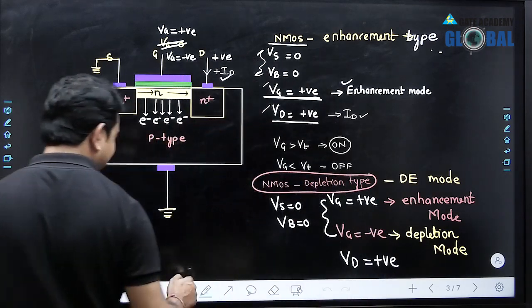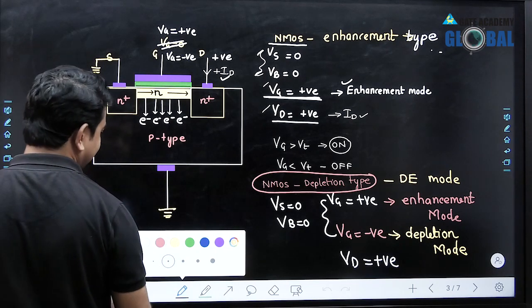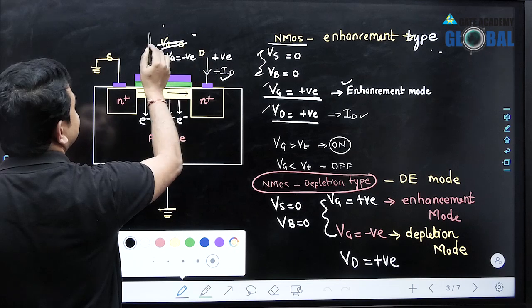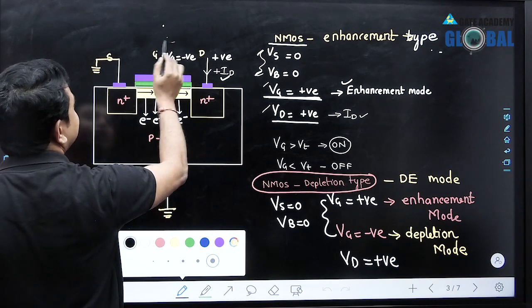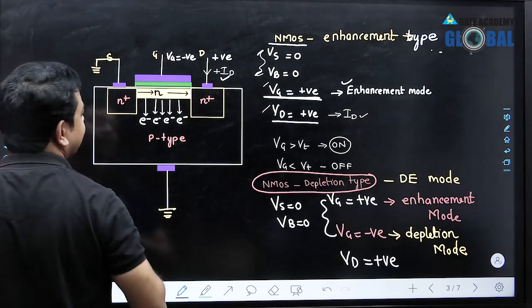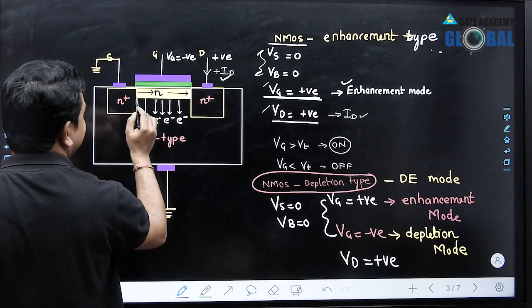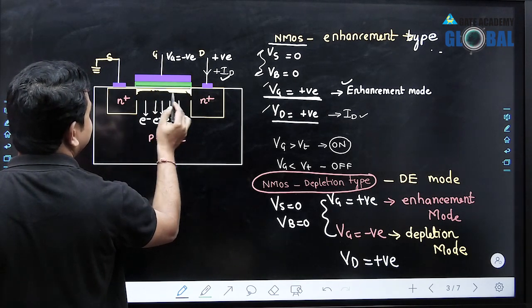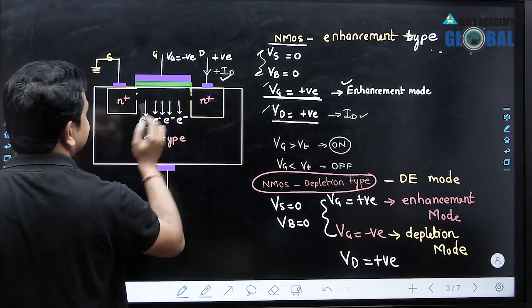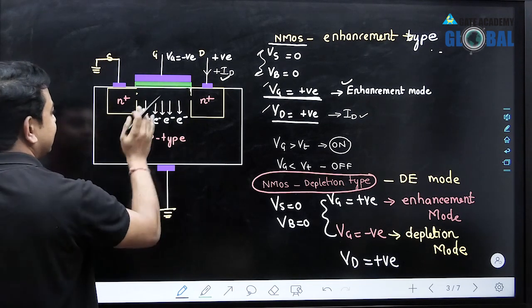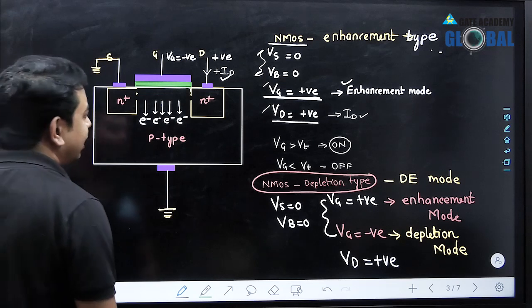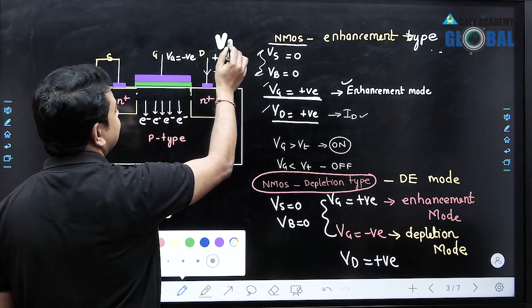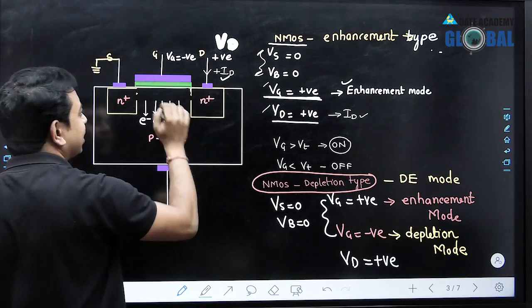Already we have a channel, and if you apply a negative voltage here, we don't apply a positive voltage because we have to deplete the channel. We must apply a negative voltage. Negative voltage will repel the electrons. We are reducing the width of the channel because we are repelling the electrons, and conductivity is reduced. Now we can see that there is no conductive path, and if you apply a drain terminal voltage VD in this condition also, then we don't have a current.